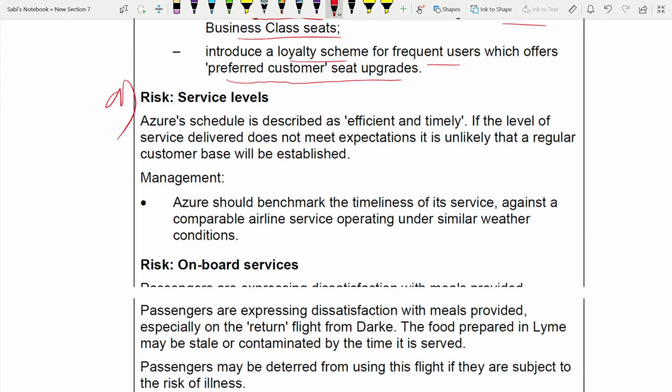Okay, regarding paragraph 2, regarding service, it is efficient and timely. That means service delivered does not meet expectations. If it does not meet expectation, what happens? Regular customer base will not be established. So what should management do?